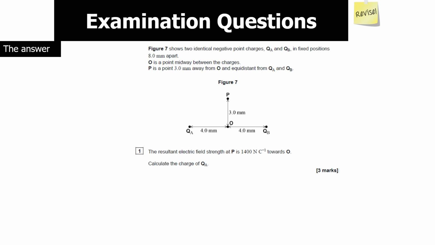Right, so how would you answer this particular question? Well, a couple of things. Firstly, what do we know that the equation is for the resultant electrical field strength? Well, we know from the equation sheet that E is equal to Q over 4 pi epsilon 0 r squared.